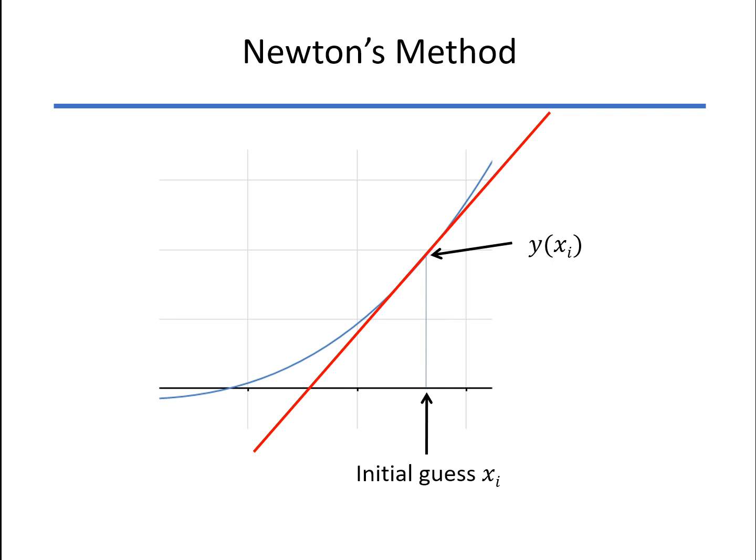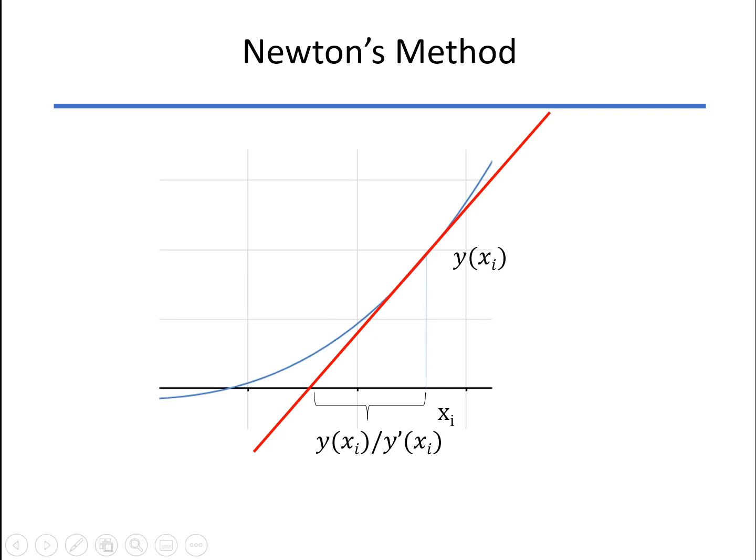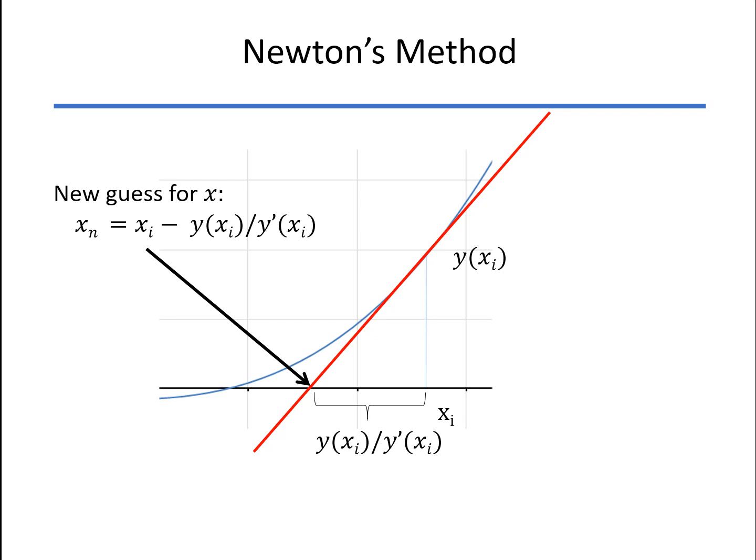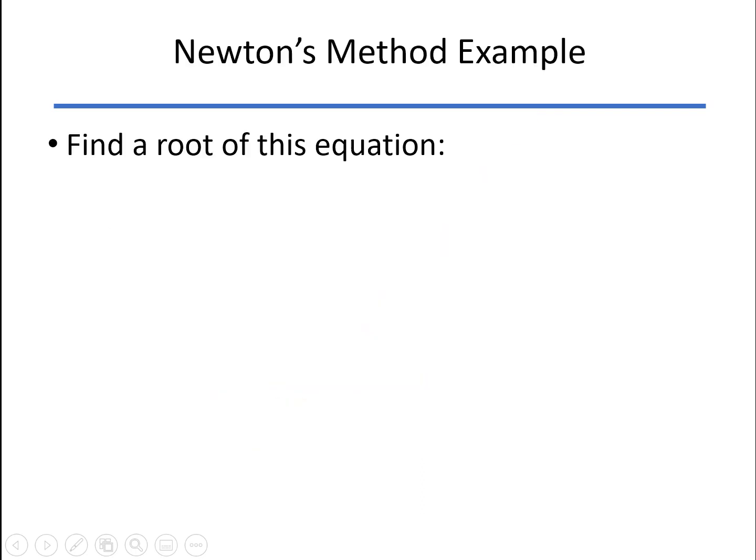And so if we project the slope down to the x-axis, where that intersects is going to be the new guess value. So if we take y at x initial, divide it by the slope, and subtract that from x initial, that becomes our new guess, x new we've called it. And then we keep doing that until we get closer and closer to this actual value right here, this root. So let's look at an example.